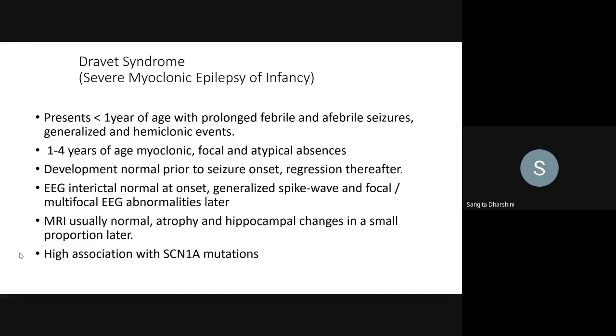Generally, if we suspect Dravet syndrome, we go on and test for a mutation in SCN1A, and it has a very high association, almost 70%, with SCN1A mutation.